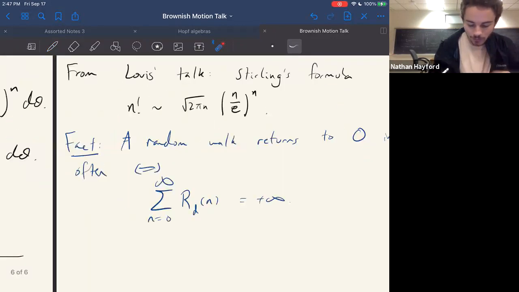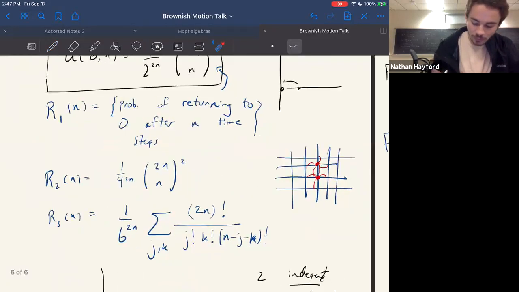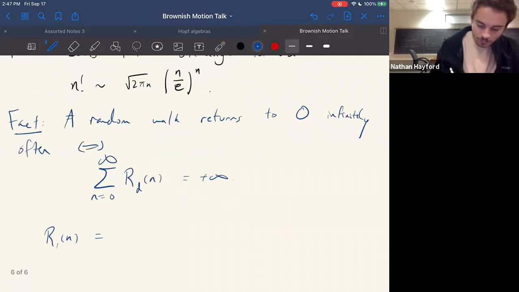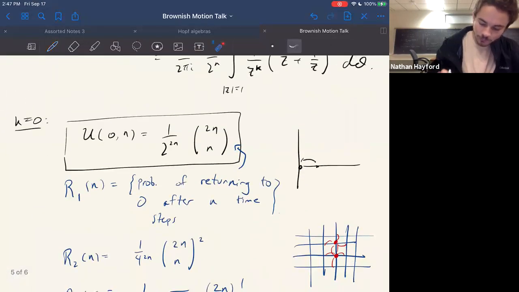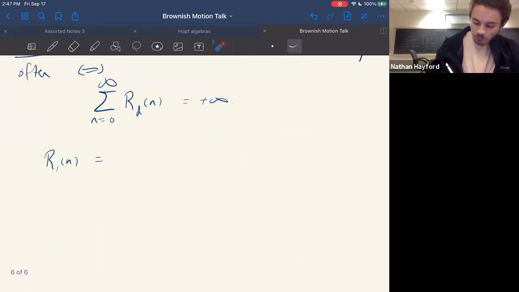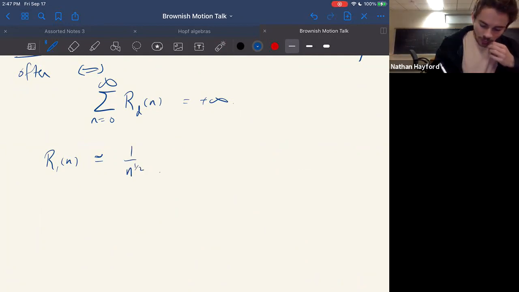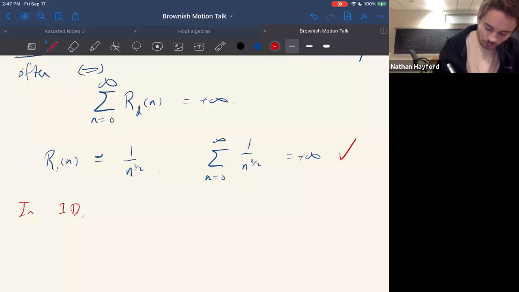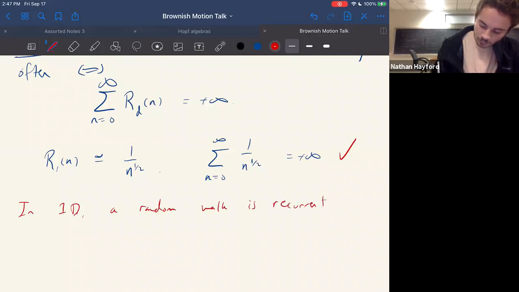So actually, we can use Stirling's formula and these formulas we have for R1, R2, R3 to get a good estimate on what this sum looks like. So in 1 dimension, Stirling's formula tells us, this is the expression for u(0, n), and what we find is that R_1(n) goes like, I don't have to be too precise, 1 over n to the 1/2. So in 1 dimension, what happens? Well, this sum, if everyone remembers what a p-series is, blows up. So indeed, in 1D, a random walk is recurrent and visits 0 infinitely often.